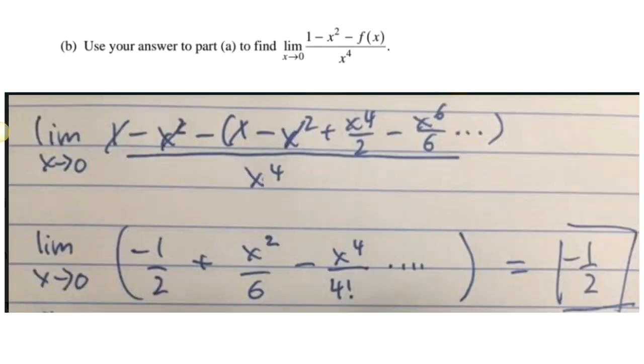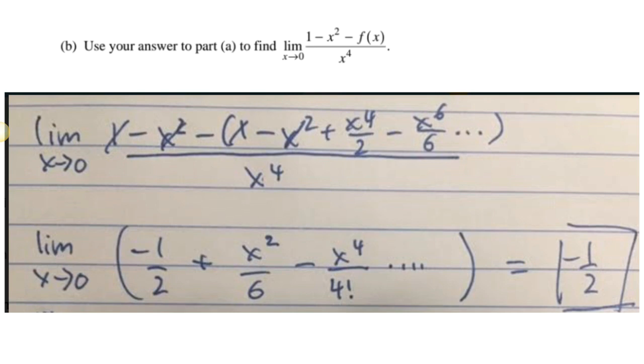Next, the easiest thing to do is to substitute our polynomial into f of x. So instead of writing 1 minus x squared minus f of x, we are going to write 1 minus x squared minus, and then our polynomial, which goes on until infinity. As you can see here, the first 2 terms of our polynomial of f of x cancel out with 1 minus x squared. Then you divide all your terms by x to the 4th. So what you end up with is negative 1/2 plus x squared divided by 6 minus x to the 4th divided by 4 factorial, and so on.